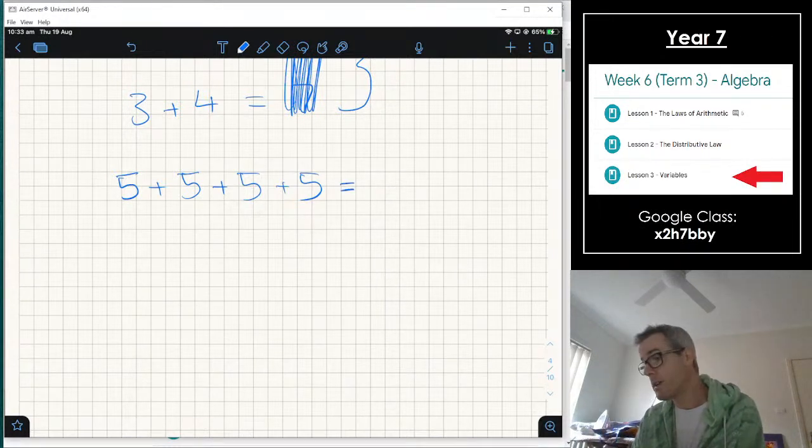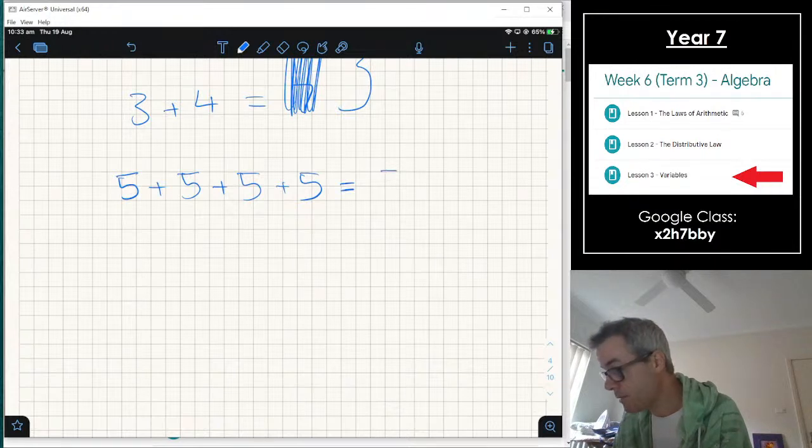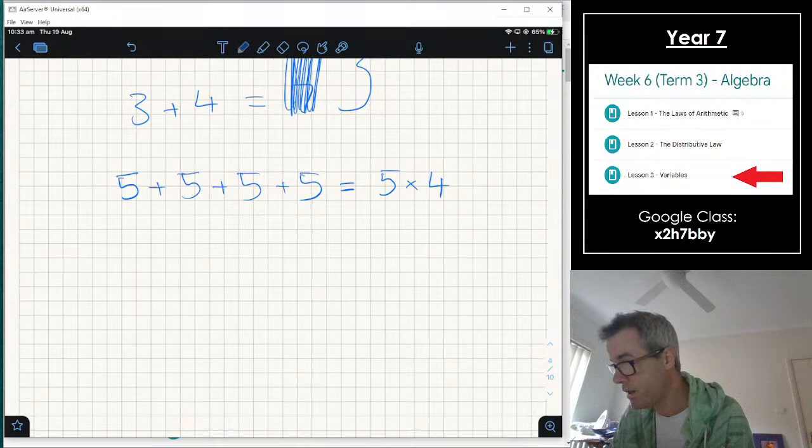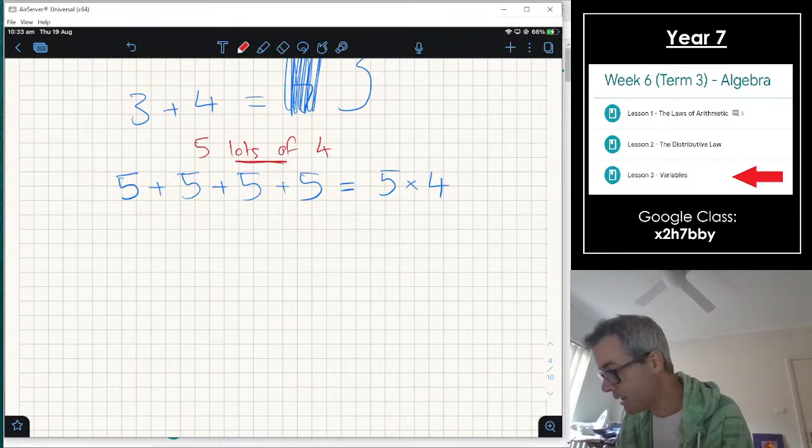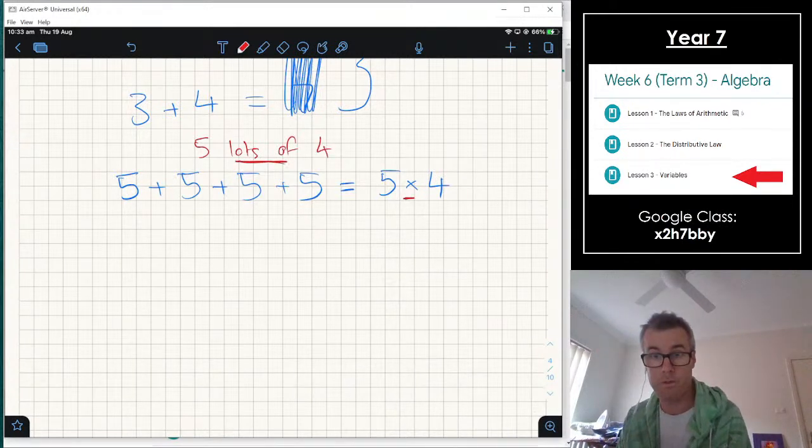We've already reimagined this as saying, well, this is the same as saying 5 times 4, right? This is kind of like 5 lots of 4, which is the exact same as this. 5 lots of 4. We've been doing this for a long, long time.